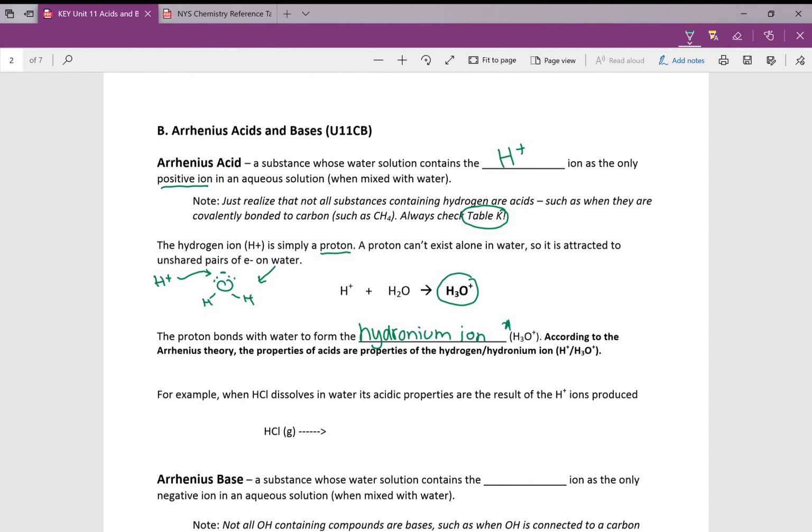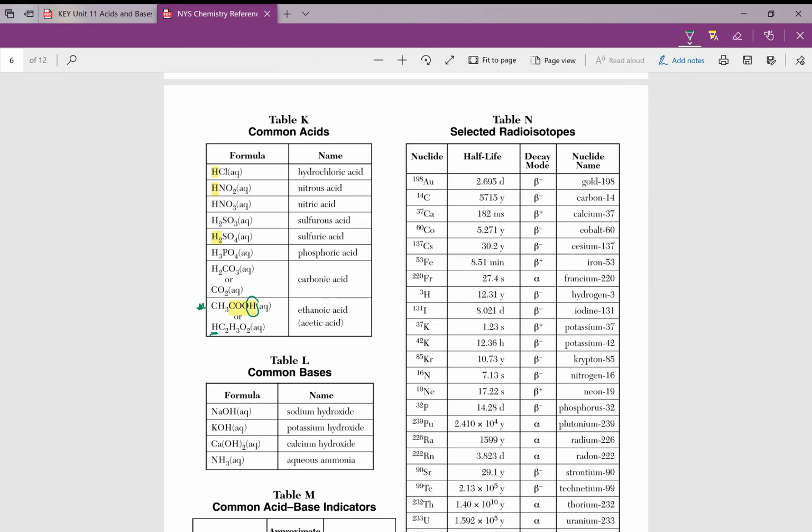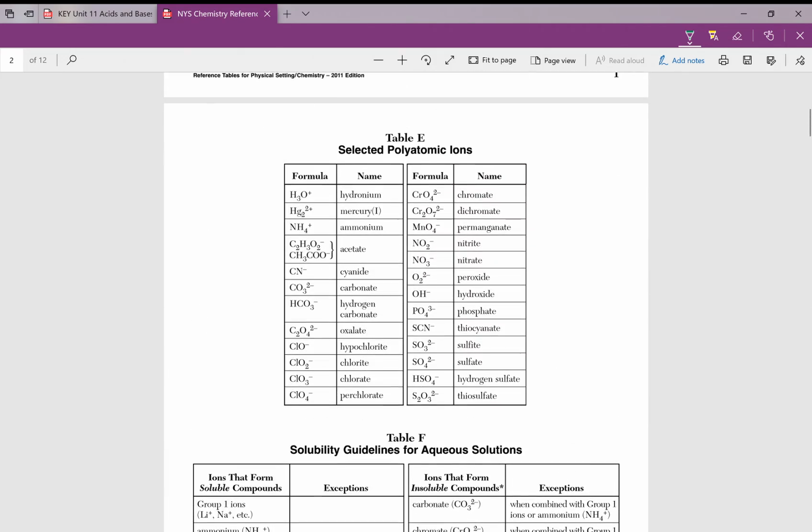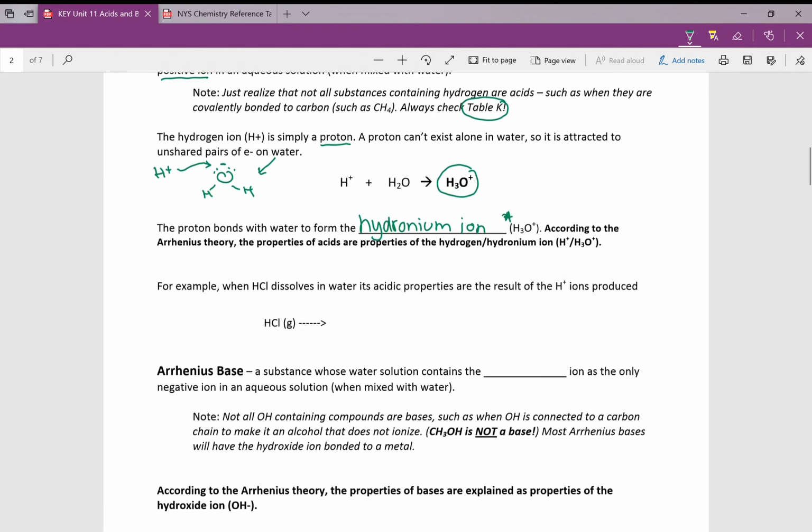This is really important because sometimes you will see them talk about Arrhenius acids with the hydrogen ion, and a lot of the times you'll see with hydronium. So the properties of acids are really the result of this hydrogen or hydronium ion. Some students mix up hydronium or can't remember what it is, they do actually have it on table E, right up at the top here. So you can always look that up if you need it. When hydrochloric acid, or HCl, dissolves in water, its acidic properties are a result of that hydrogen ion produced. This normally has a covalent bond here. That's going to break or ionize, and you get the hydrogen ion in solution and the chloride ion. And again, that hydrogen ion is then going to react with water to produce that hydronium ion.